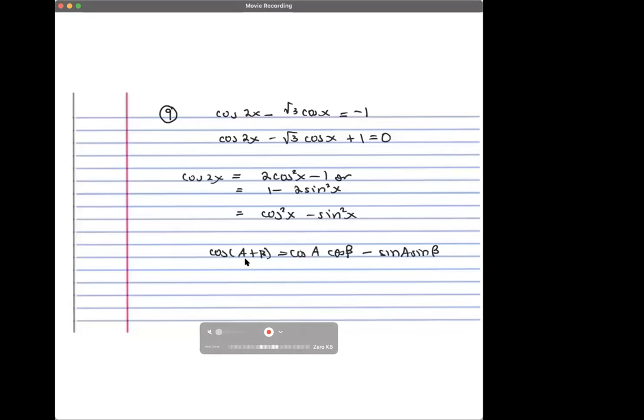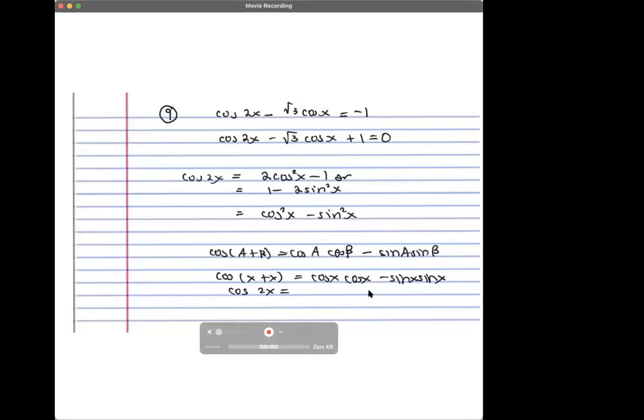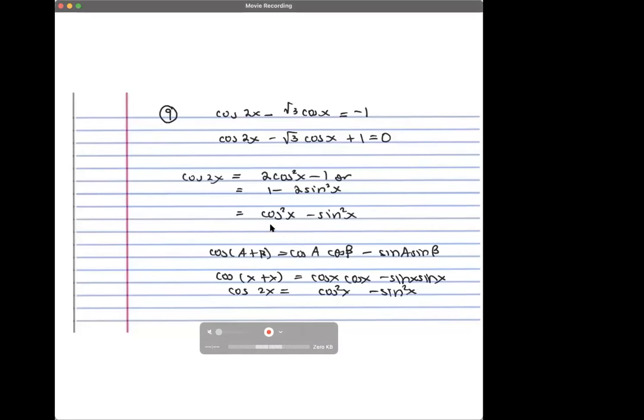Well, if A and B are both X, look at this. You have cosine X plus X. Then it's cosine X, cosine X minus sine X, sine X. I just let A and B both be X. But x plus x is just 2x. And then cosine x times cosine x is cosine squared x minus sine squared x. So really, that's how I am able to call up the cosine one. So once I know this one, which is cos squared minus sine squared, because I know this part here, then I know that this must be the one where the 2 cosine squared x comes first.